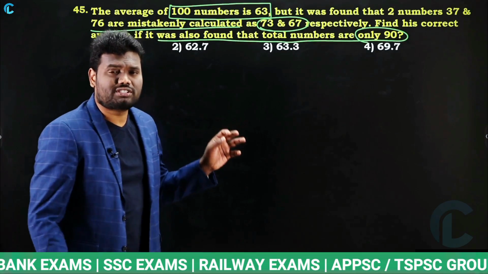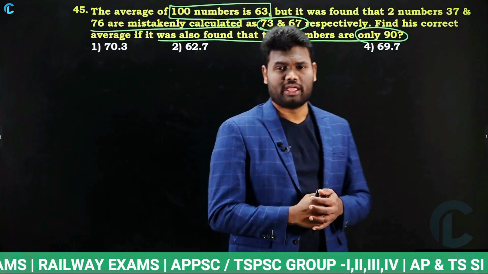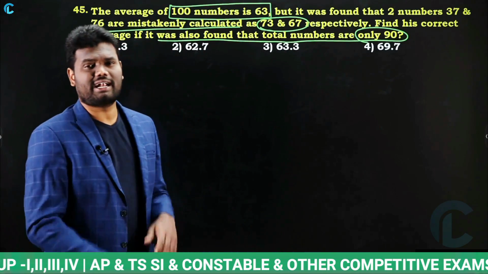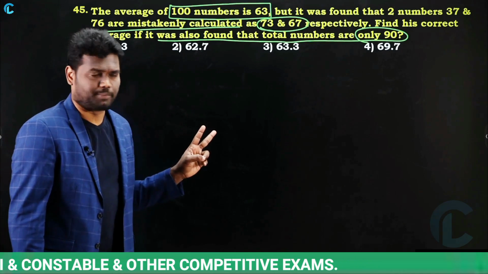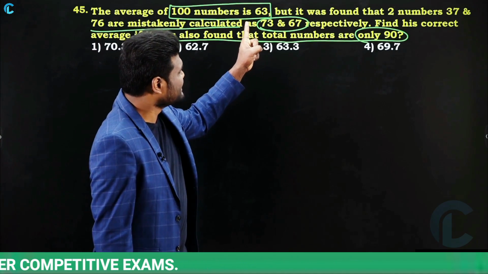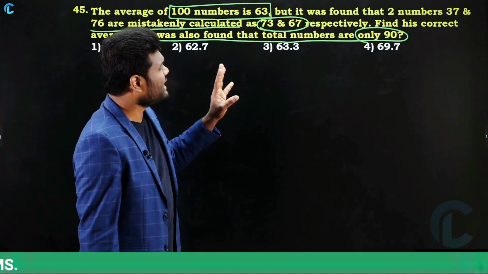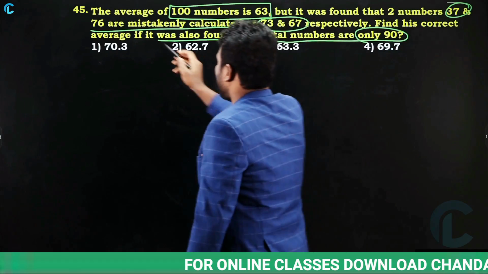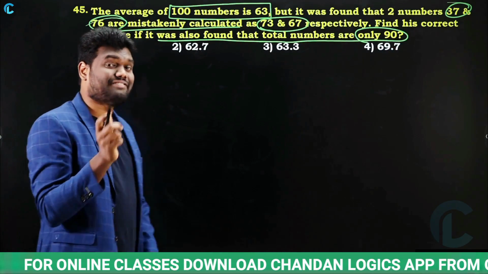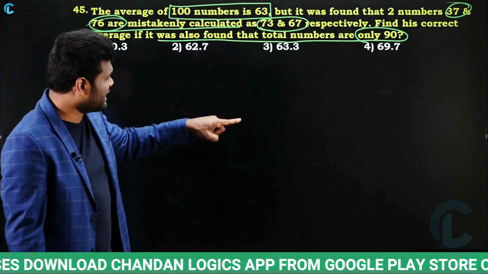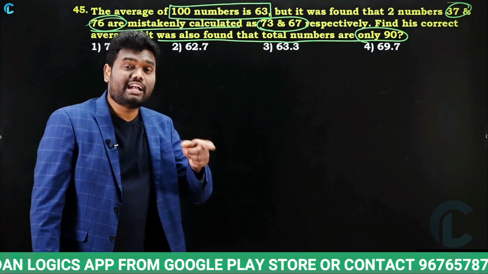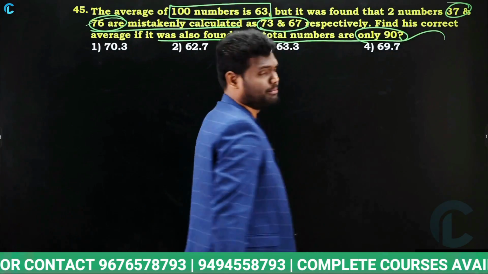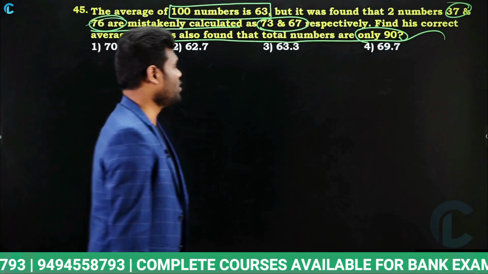Look here. Now this question is a little different when compared to the previous question. In this question, what they are saying is that the first boy calculated for 100 numbers. Out of these 100 numbers, what happened? 2 numbers were wrongly taken. Actually, they are supposed to take numbers as 73, 67. But look here once, what it is saying? It was found that two numbers 37 and 76, actual numbers are 37, 76, but mistakenly calculated as 73 and 67. And it is also saying that the numbers are not 100 numbers. We have only 90 numbers. What is the correct average? That is your question. Okay, let us look at that.